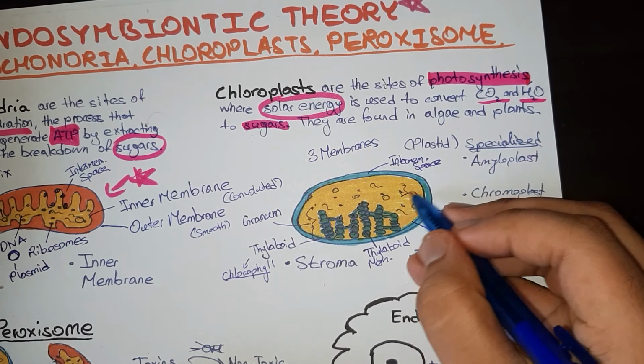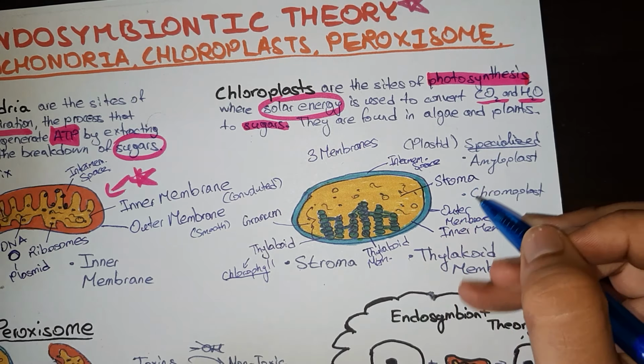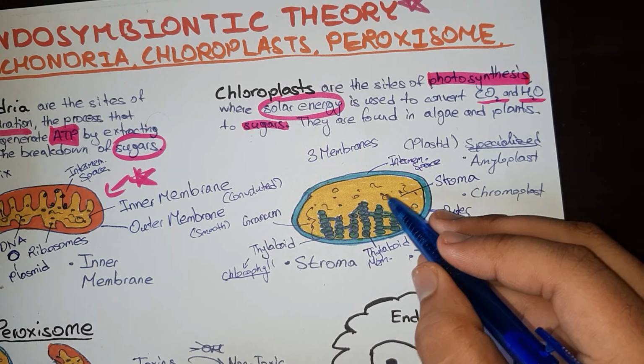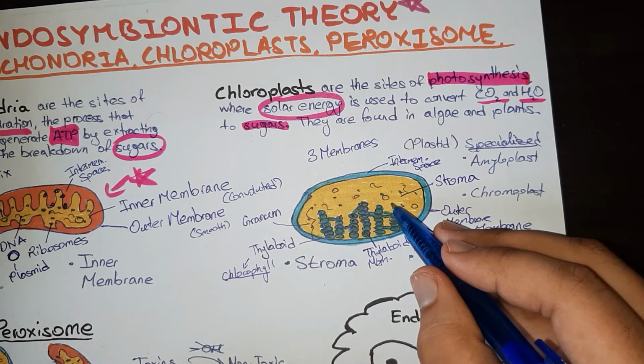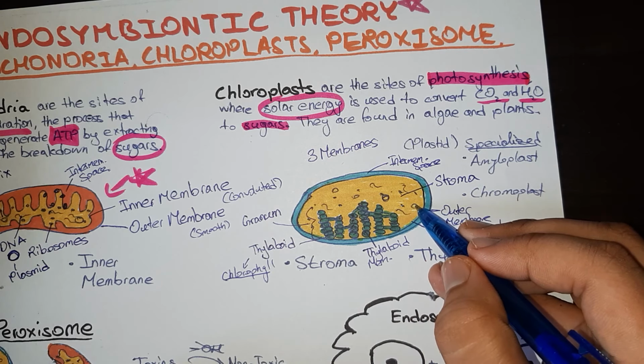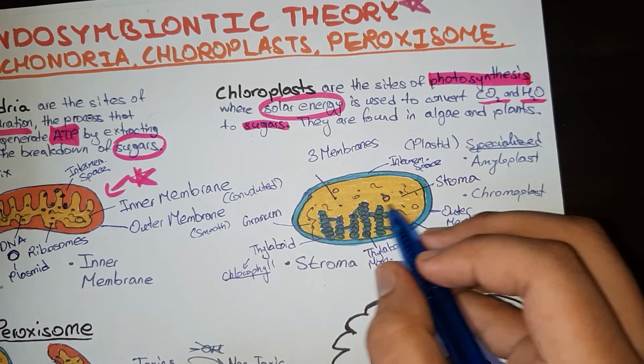And this is called the stroma, this yellow part. Much like the mitochondrion, inside the stroma we can also see that there are ribosomes. And there is also circular DNA. So the mitochondrion and the chloroplast are quite similar in this aspect.